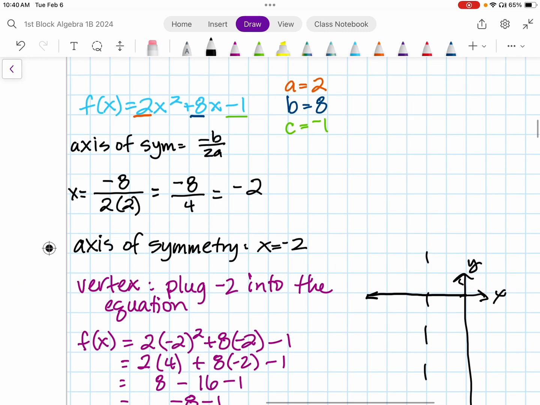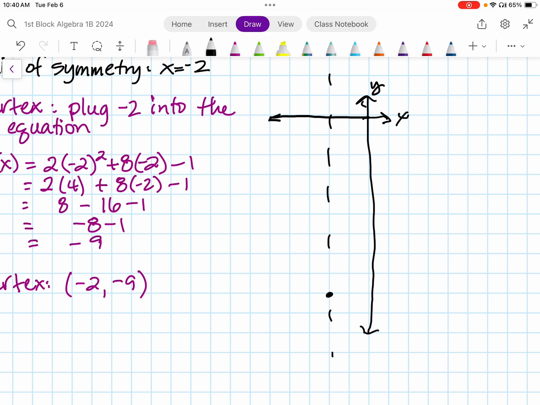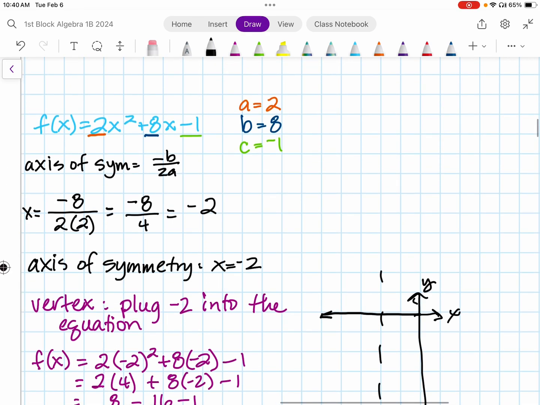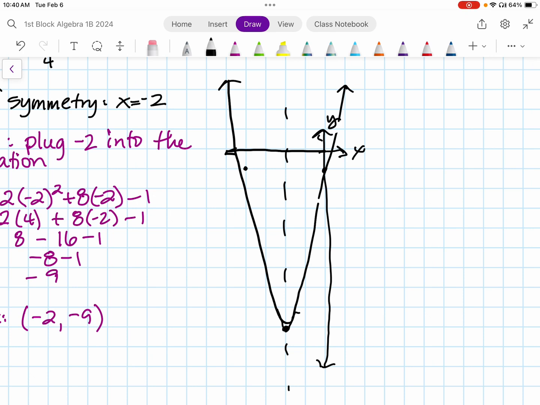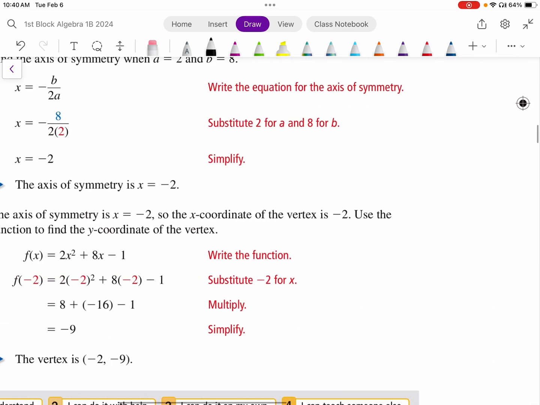We know that A is positive, so this is going to open up. We know that the y-intercept is negative 1. That means it's right here. Ooh, this is going to be skinny. Because this is symmetrical, we know there's a dot the same distance away on the other side of the axis of symmetry. And then we try to make this as smooth a curve as we can. It should have touched that point without being pointy at the bottom. All right.